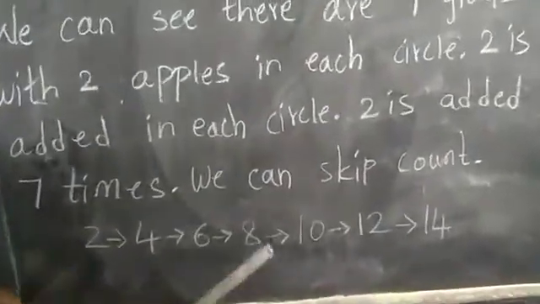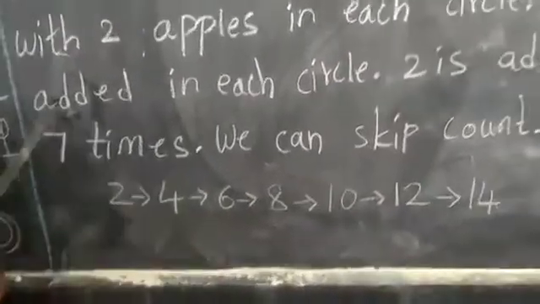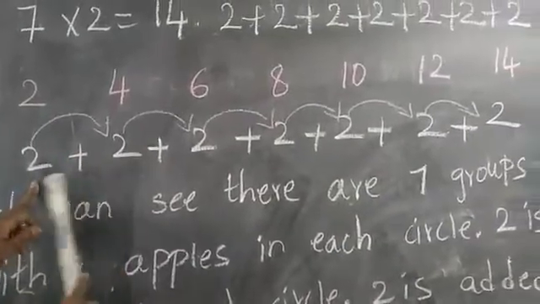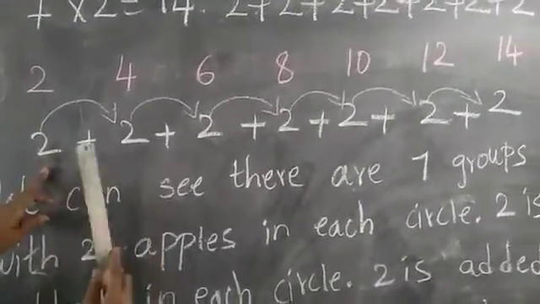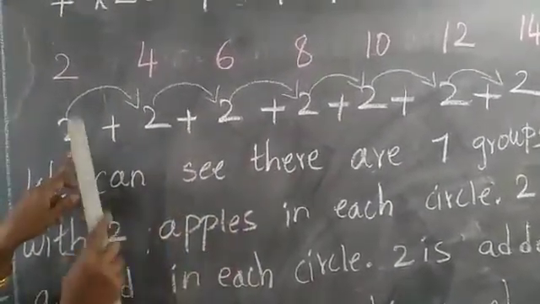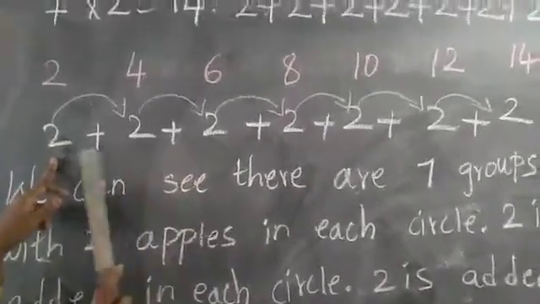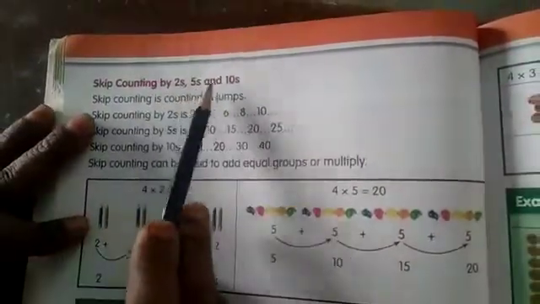If the number is the same, we can skip count by 2's. So the repeated number should be there, children. If the number is 5, it is skip counting by 5's. Here, if it is 5, we can skip count 5, 10, 15, 20. If it is 10, we can do that also. The repetition sentence number should be the same. Skip count by 2's, 5's and 10's.